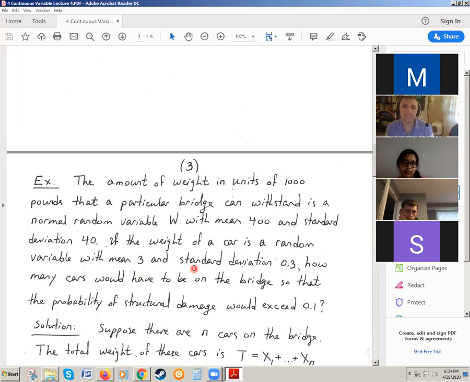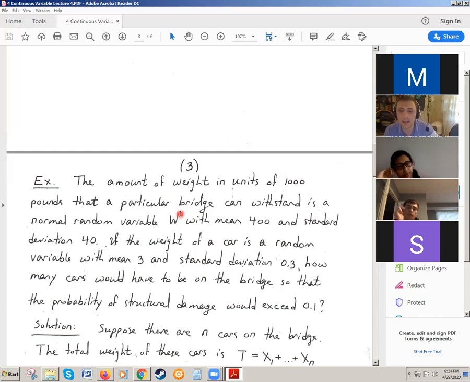So the bridge, it has moods, right? Let's say today it doesn't feel like working. Tomorrow it is a very strong and hard-working bridge. But in general, its mood for how much weight it can withstand is W, and W is told to you to be normally distributed. Make sense?